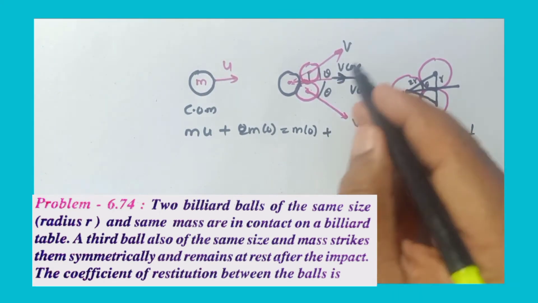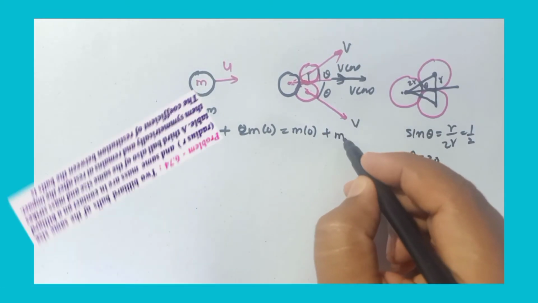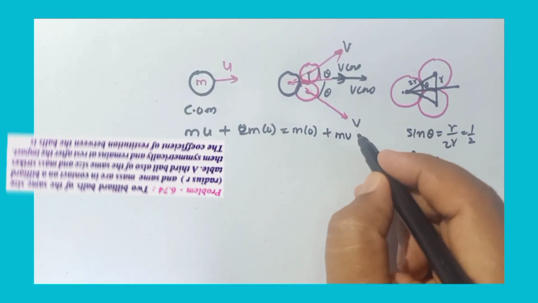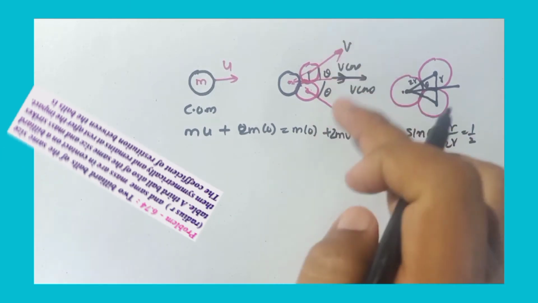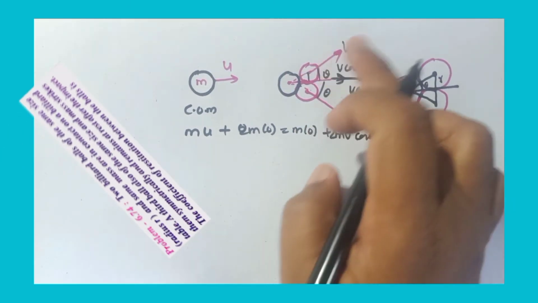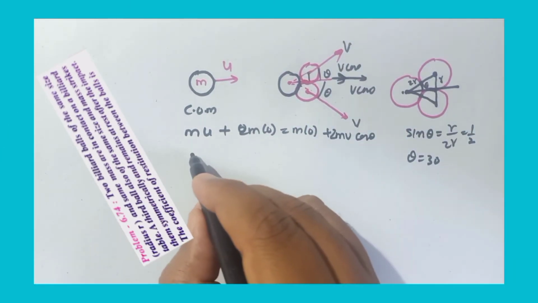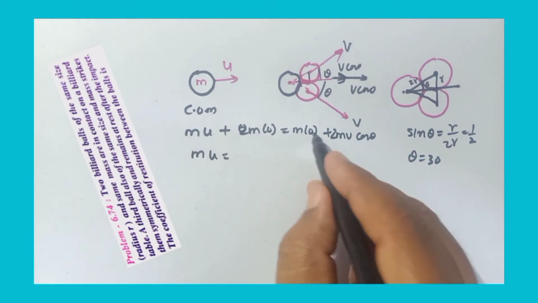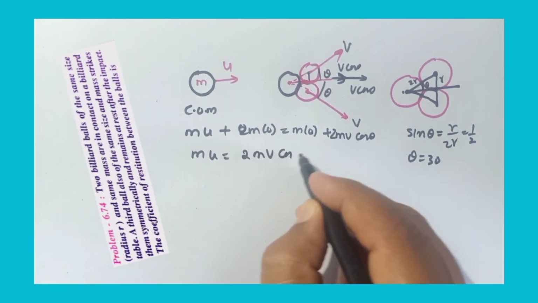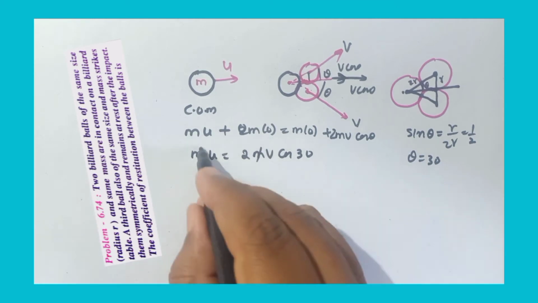Then what is after collision? You have to consider both the masses. After collision it is going to be mv cos theta plus mv cos theta, that is 2mv cos theta for both bodies moving symmetrically in these directions. Then what do we get here? We get mu is equal to, this is 0, this is 0, and after that 2mv cos theta, where theta is 30 degrees, so the m gets cancelled.